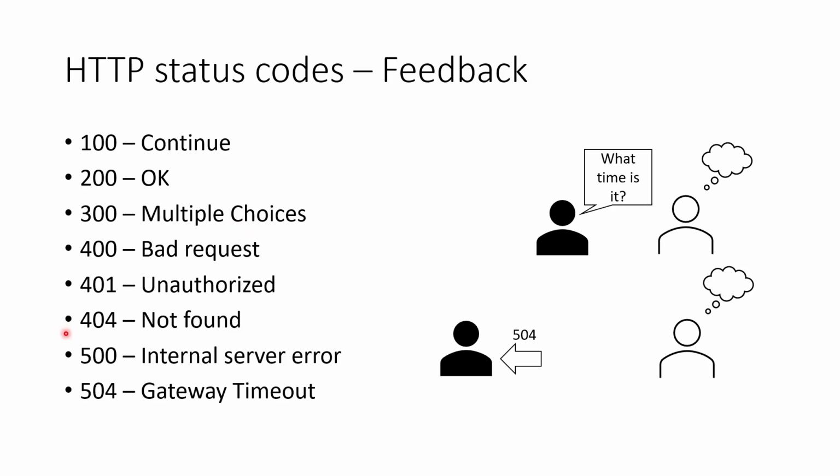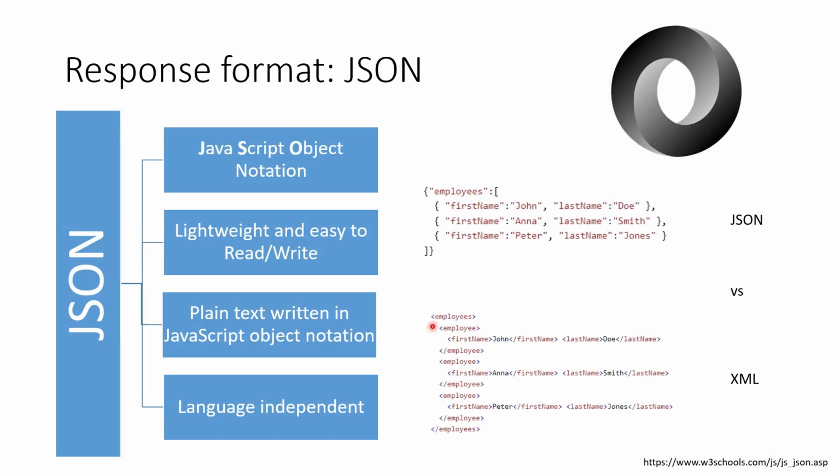And four, everything starting with a four, is some error on the client side. And something with a five is some error on the server side. It's kind of like a communication. So if you ask someone for the time and it just takes too long to answer, you're probably going to end that conversation because it's getting weird.